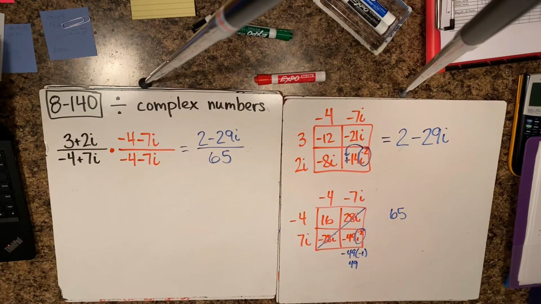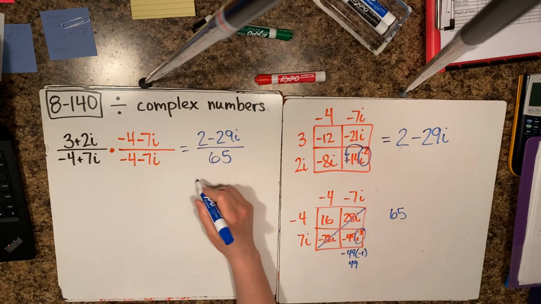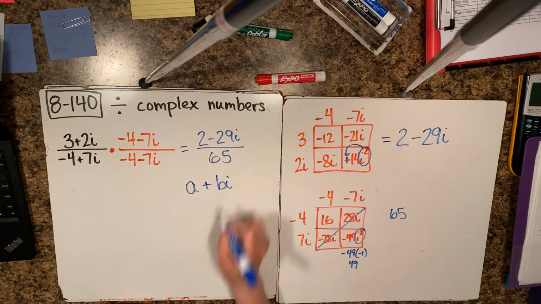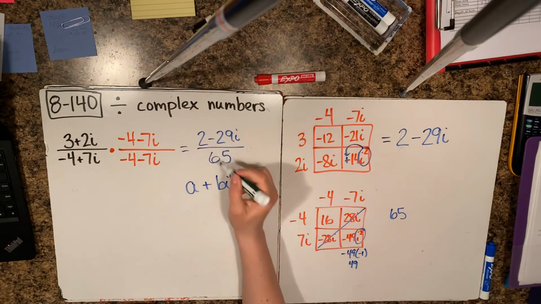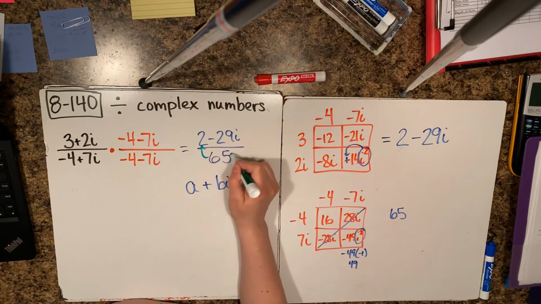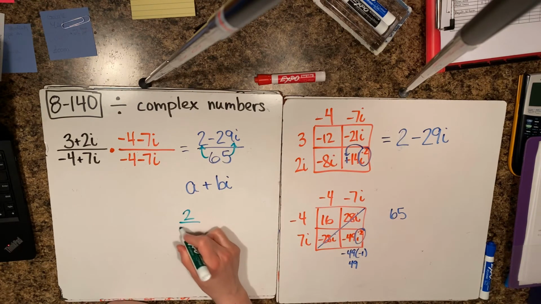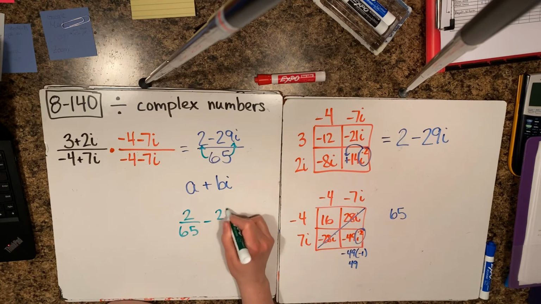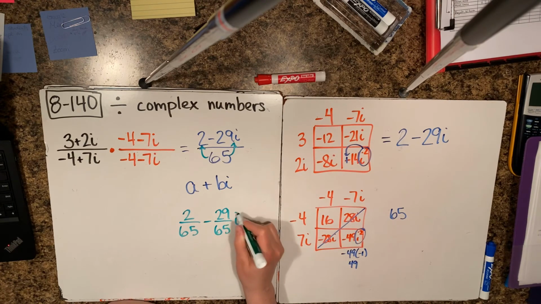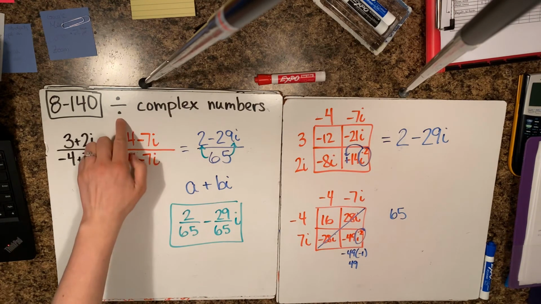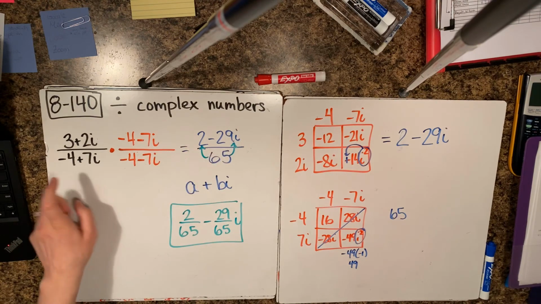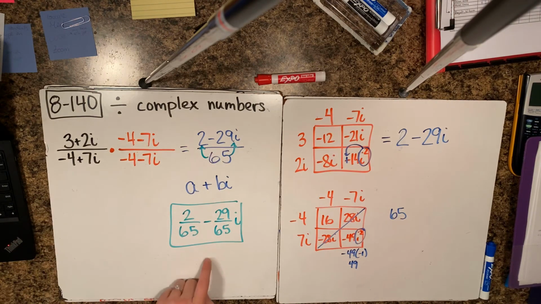Okay, we're almost done. The very last thing, if you remember, for a complex number, we need to write it in a plus bi form. This is not in that form. So the last thing that I have to do is basically distributing 1/65. Okay, so I have 2/65 minus 29/65 i. Okay, so all we did from here to here, you could think of it as division of complex numbers. You can also think of it as simplifying or rewriting in a plus bi form. Okay.